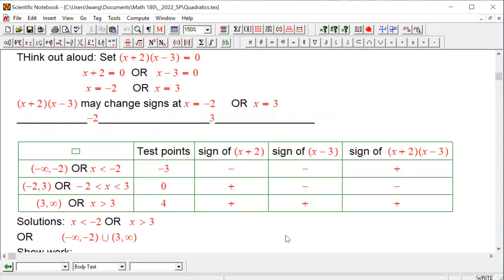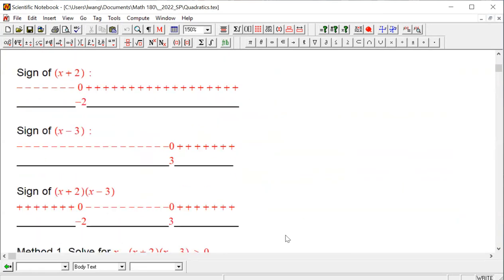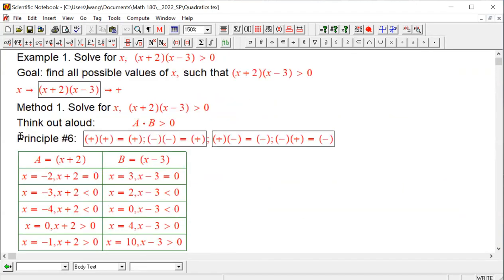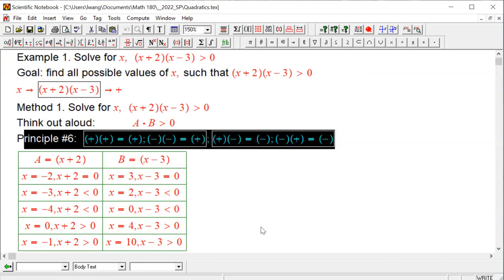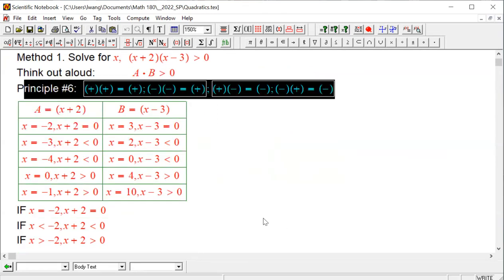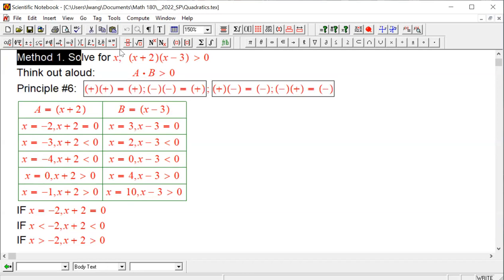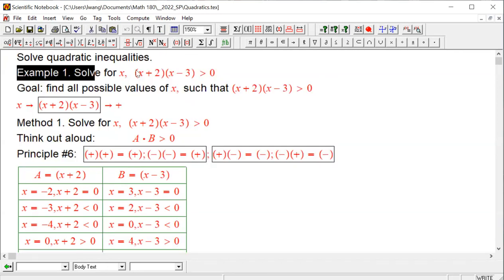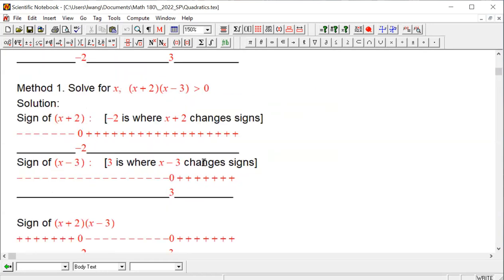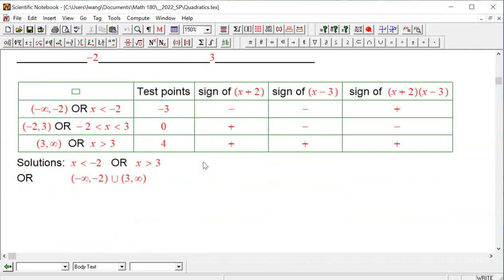You can see the first method and second method really have the same idea. It's using the same principle. It's all about sign, because the question in inequality is really all about sign. We want the product to be positive. So these are two methods which are very much connected.